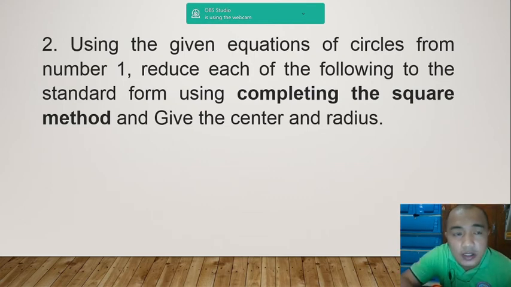Using the given equations of circles, from number 1, reduce each of the following to the standard form using completing the square method and give the center and radius. So, gamitin natin yung mga examples sa number 1, but this time, we will use a different method. So, in number 1, we use a method which is by using the formula, right? Center, negative 1 half D, negative 1 half E, pag radius, square root of D squared plus E squared minus 4F all over 2. But in solving the center and radius of a circle in general form, there is another way to do that. That is by completing the square. And later on, you will see which is easier, yung formula or completing the square. And whichever is easier for you to use only one method.